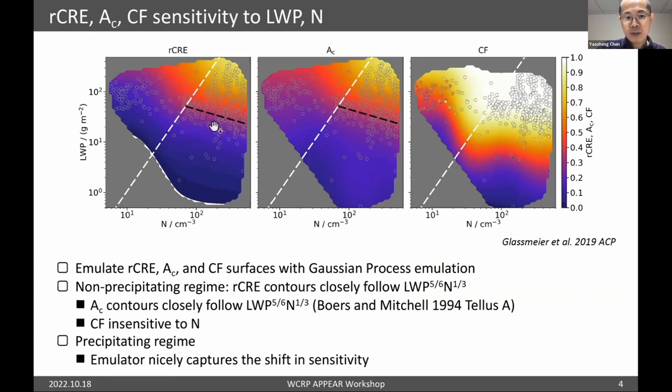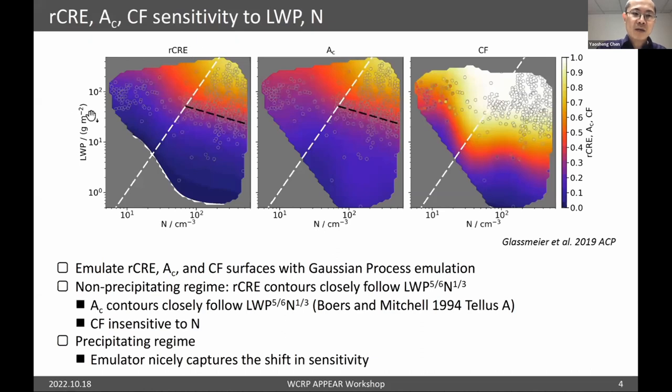What we found is that for the non-precipitating part, the RCRE is quite proportional to this line determined by liquid path raised to 5/6 and N raised to 1/3. This is because the cloud albedo for this part quite closely follows this relation, which agrees well with Twomey's and Bohren's work quite a long time ago. And we found that in this area, the cloud fraction is not sensitive to the number concentration, and only depends on liquid path. So the product of them, RCRE, behaves like this. For this non-precipitating part, the emulator nicely captures the shift in the sensitivity.